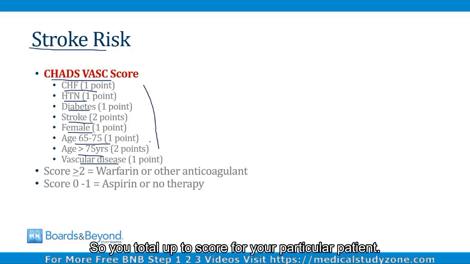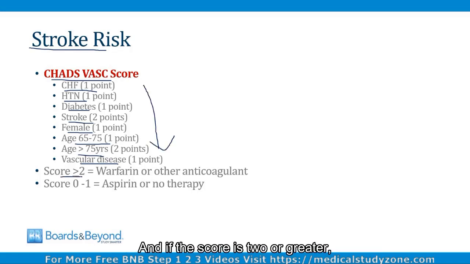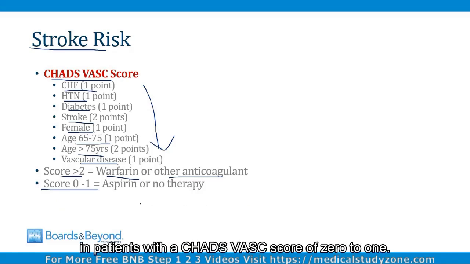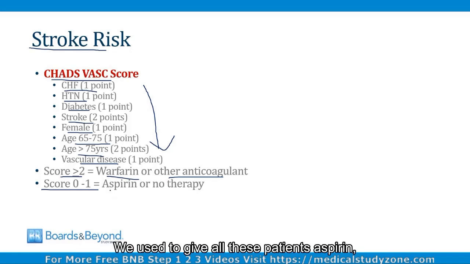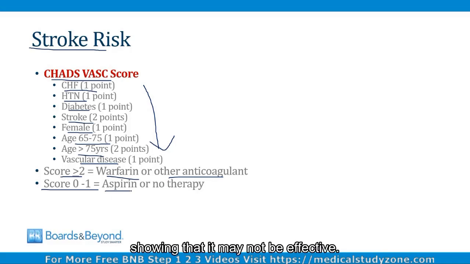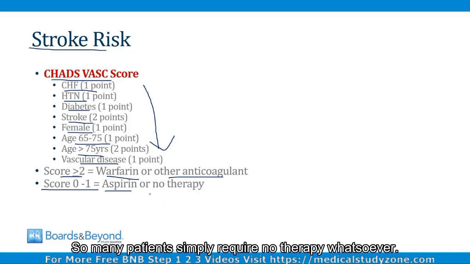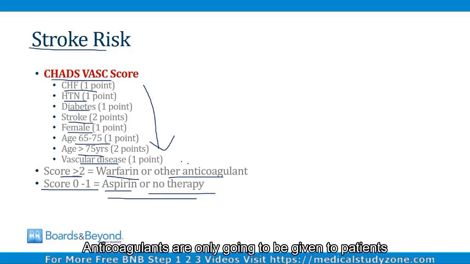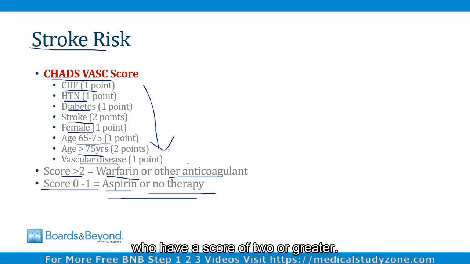So you total up the score for your particular patient, and if the score is 2 or greater, that patient should be treated with warfarin or one of the other anticoagulant drugs. If the score is 0 to 1, the patient does not require anticoagulation. There are two options for what to do in patients with a CHA2DS2-VASc score of 0 to 1. We used to give all these patients aspirin, although newer data has called aspirin into question, showing that it may not be effective, so many patients simply require no therapy whatsoever. But for anyone with a score of 0 to 1, it's either going to be aspirin or no therapy. Anticoagulants are only going to be given to patients who have a score of 2 or greater.